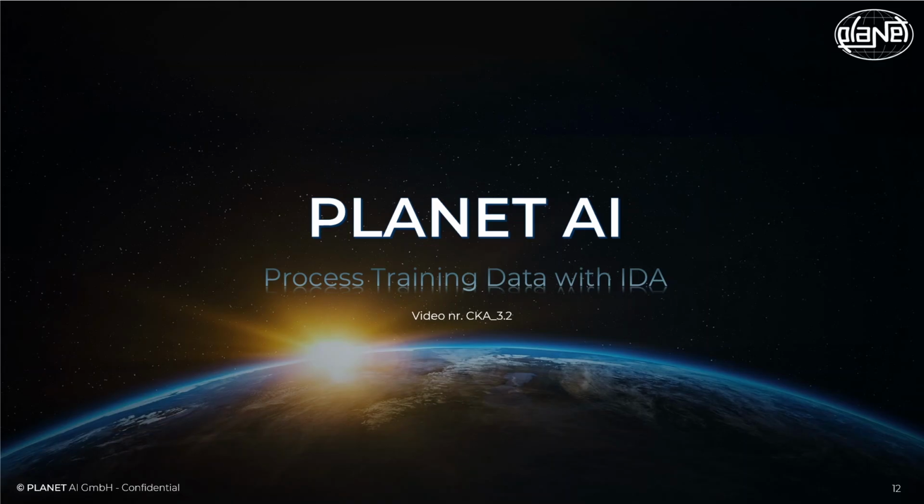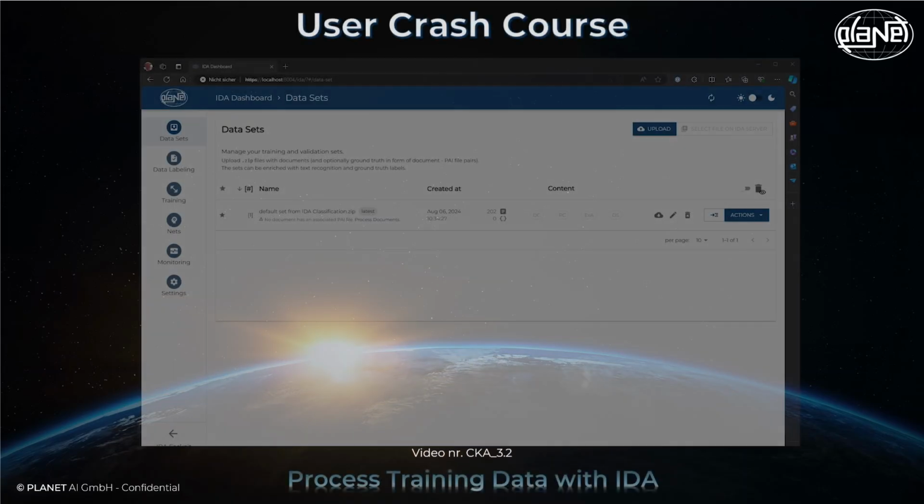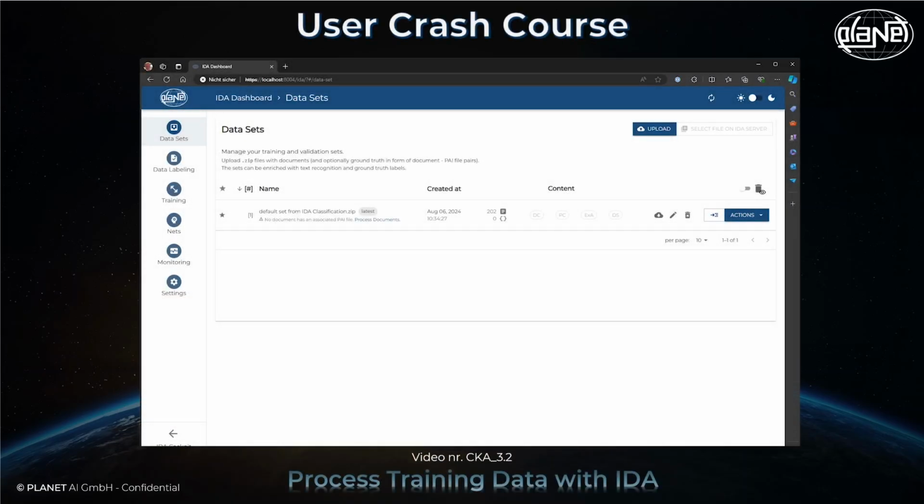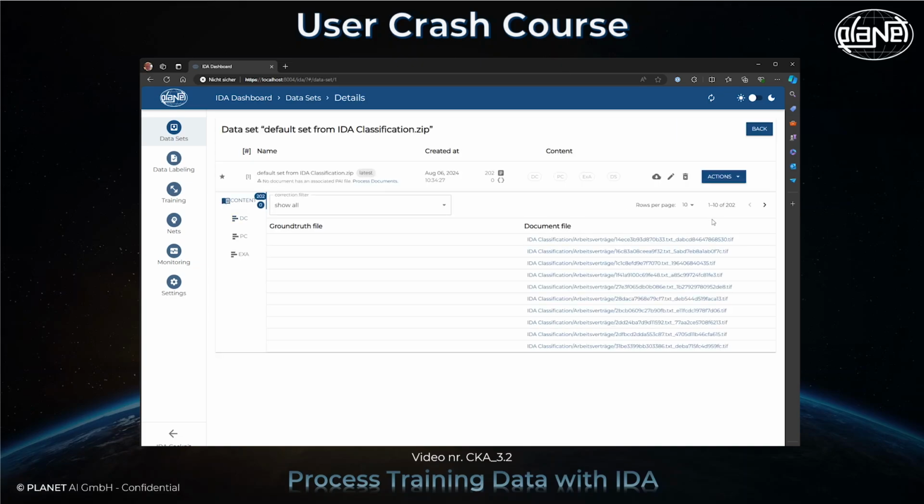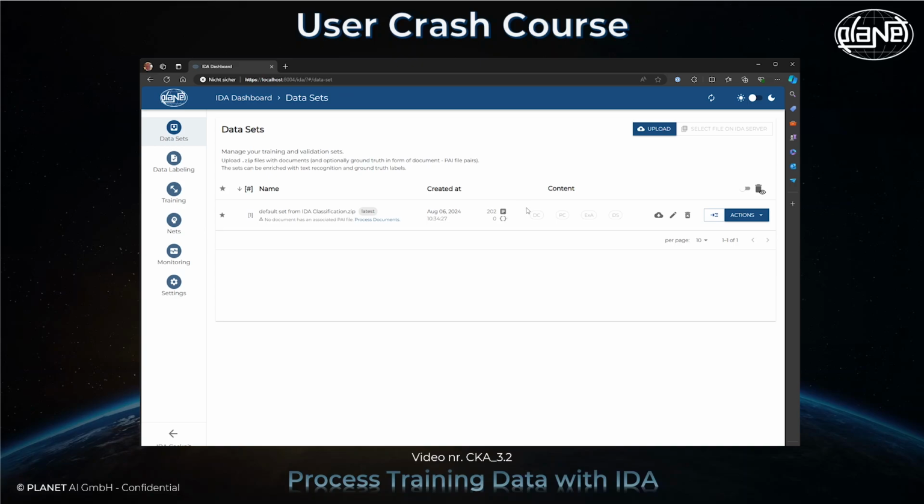3.2 Process Training Data. In this video, we'll look at how the now prepared training data can be processed in IDA, applying the use case of document classification. After the upload, the dataset can be viewed under Details. Nothing is listed under DC for document classification at this point, as no related training has been conducted yet.